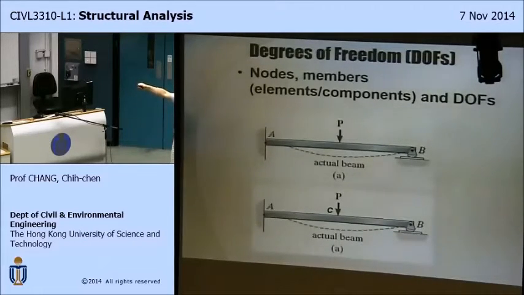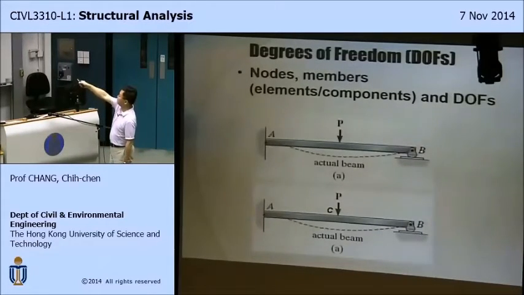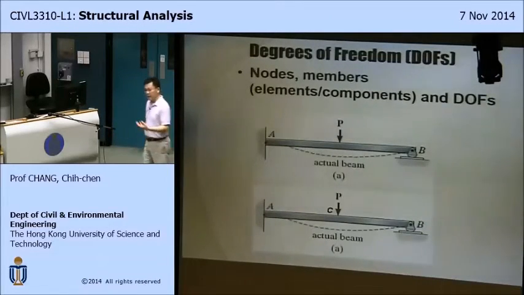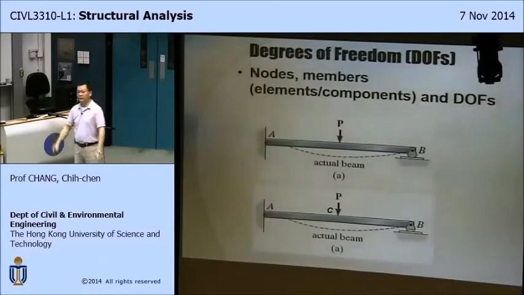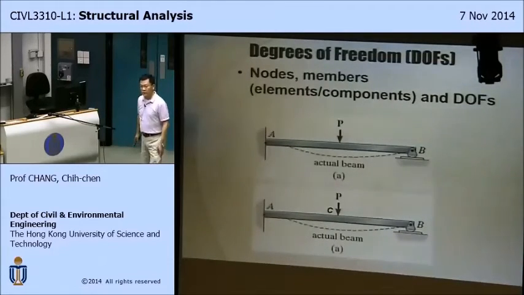What is an element or a member? A member is what lies between two nodes. That's called one member. Of course, this is artificially defined, not like the truth. For instance, I can call this node A, call this node B, and this is one member. Or I can call this node A, this node B, and here's node C. Then it becomes two members, AC and CB. So this is artificially defined.